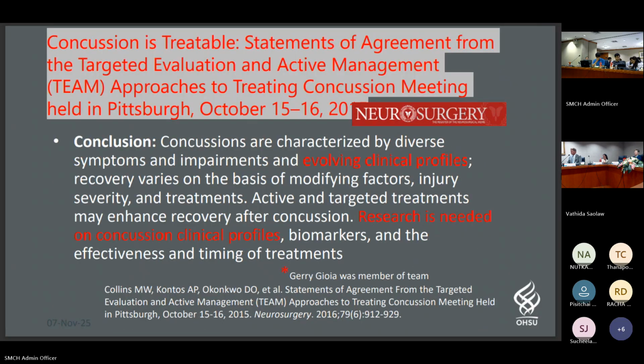A group of the top concussion management teams in the United States got together and put together this program called Team Approach to Treating Concussions in Pittsburgh, and published it in Neurosurgery. They basically said, in the red, that there are evolving clinical profiles, but research is needed on concussion clinical profiles, and potentially the use of biomarkers may also be helpful.